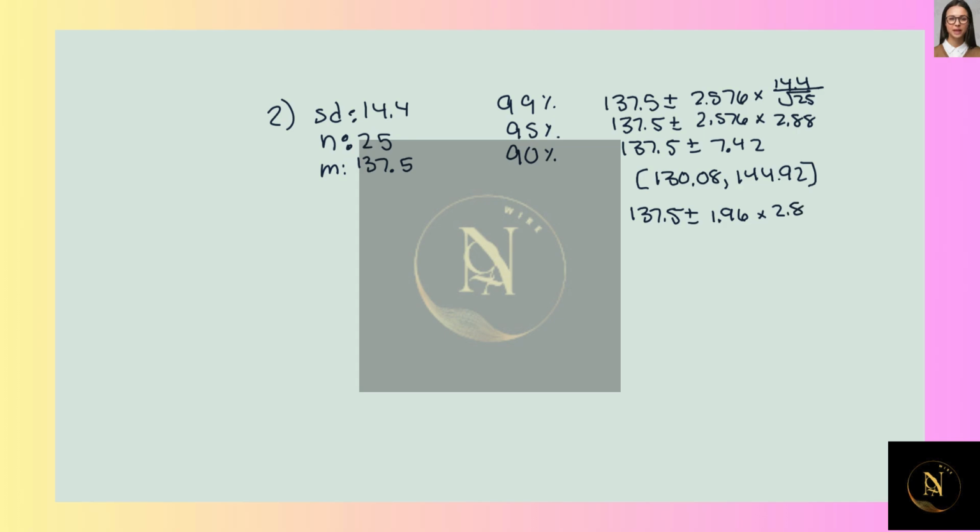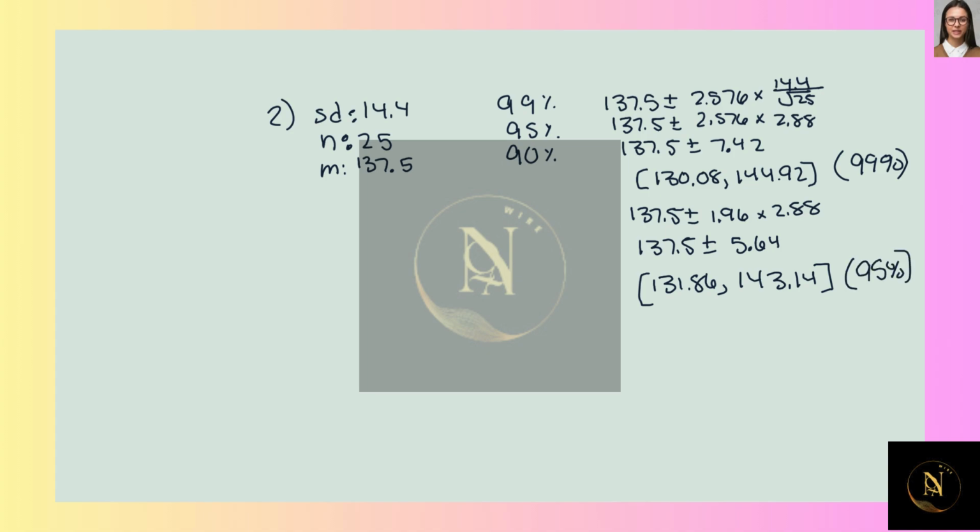Then a 95% confidence interval: 137.5 plus or minus 1.96 times 2.88. So that's 137.5 plus or minus 5.64. 137.5 minus 5.64 is 131.86, and adding that, that's 143.14. That is the 95% confidence interval.